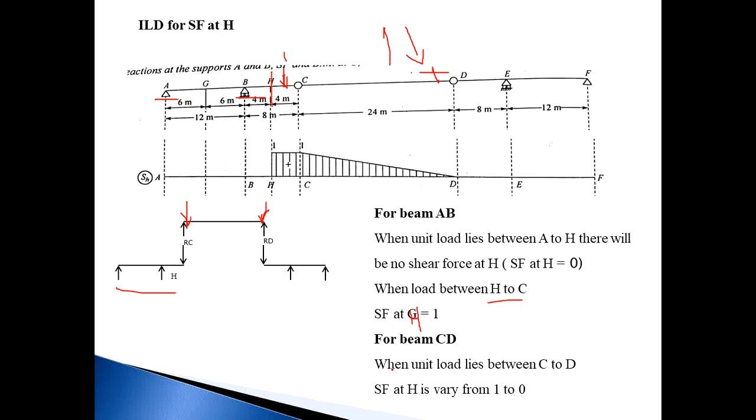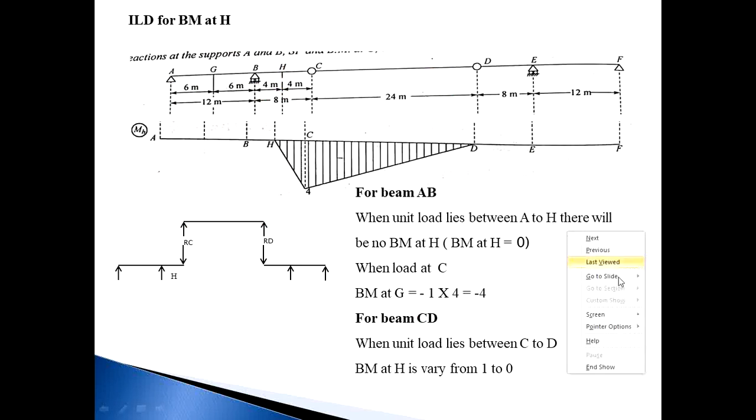So when the unit load lies between C to D on beam CD, the shear force at H varies from 1 to 0. Means when the load lies at point C, the SF at H is equal to 1, and as it continuously moves towards D the value decreases, and at point D the value becomes 0. So this is the shear force at H. When the load lies between H to C, it is 1, and when the load lies between C to D, it varies from 1 to 0. So this is the ILD for shear force at H.